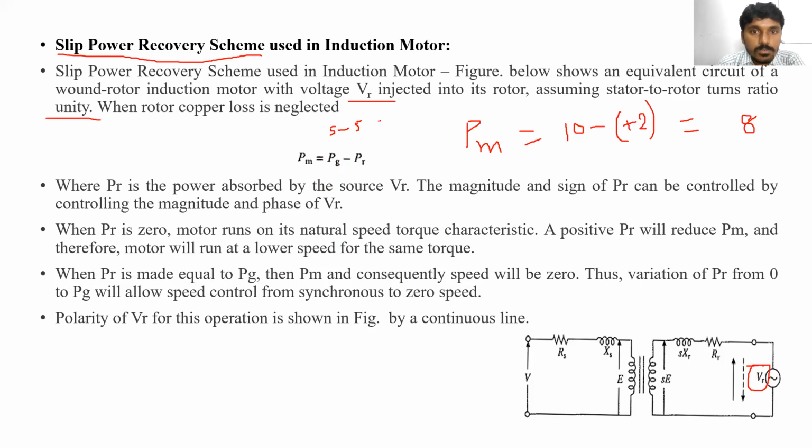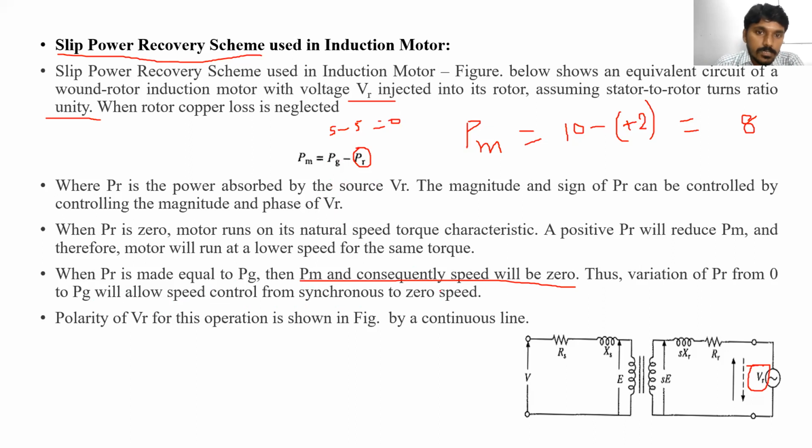So the PM is equal to what? 5 minus 5 is equal to 0, so the PM is also 0. The mechanical power developed by the rotor is 0. Thus the variation of PR from 0 to PG, from 0 to maximum PG, will allow the speed control from synchronous speed to 0 speed.